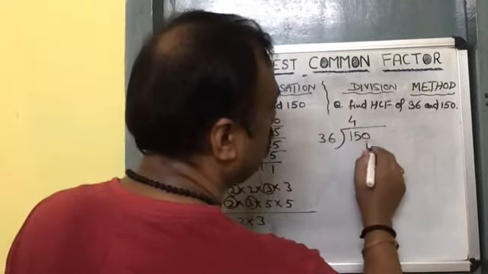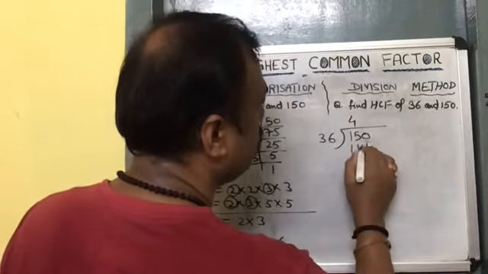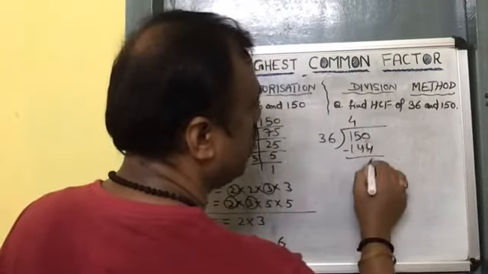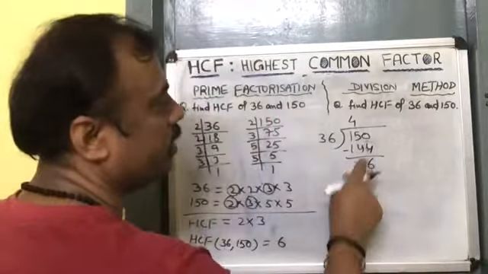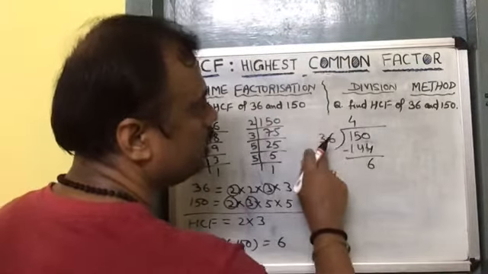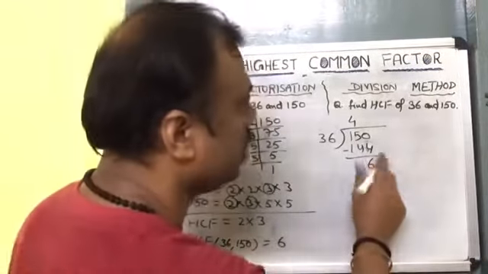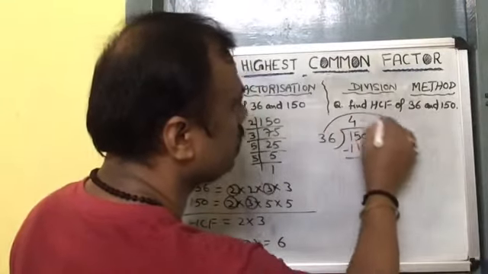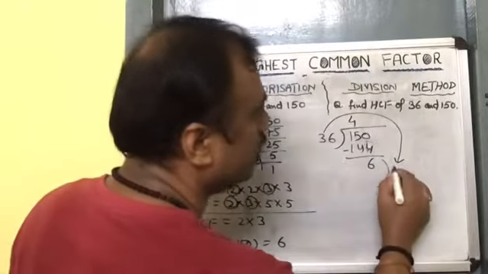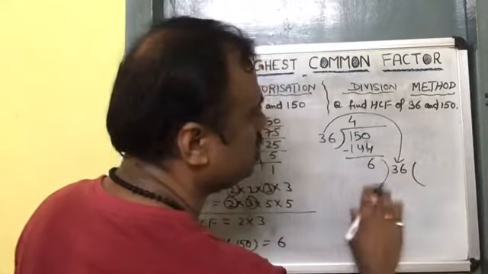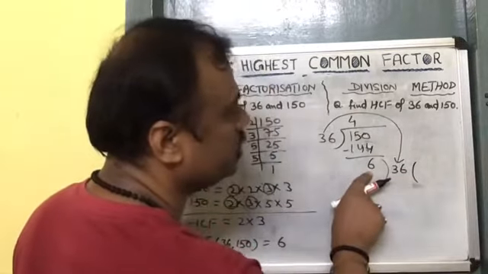24 to carry 14. So I will get 6 here as remainder. Now what to do? Take this divisor here. This 36 will come here, and we will divide this 36 with the help of this remainder.